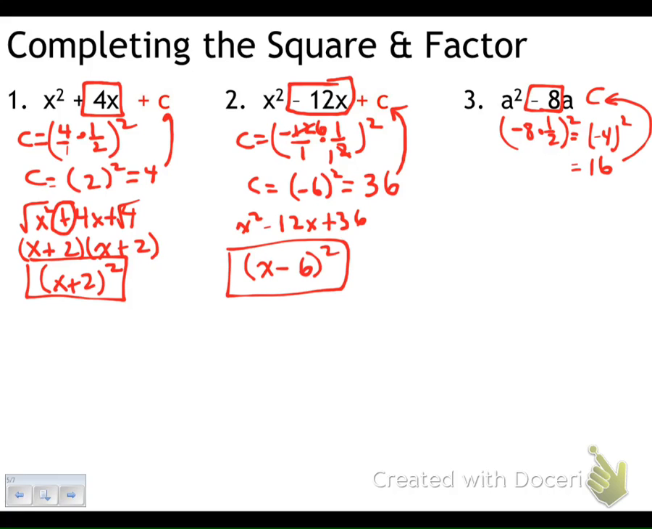So let's substitute this. A squared minus 8a plus 16. So we know the first term is going to be a. We can go directly to the squared symbol, and all we have to do is either find our negative 4 here, or take the square root of 16 and get another 4.